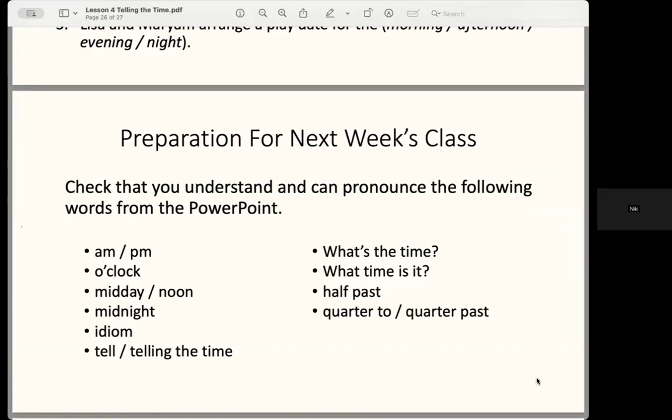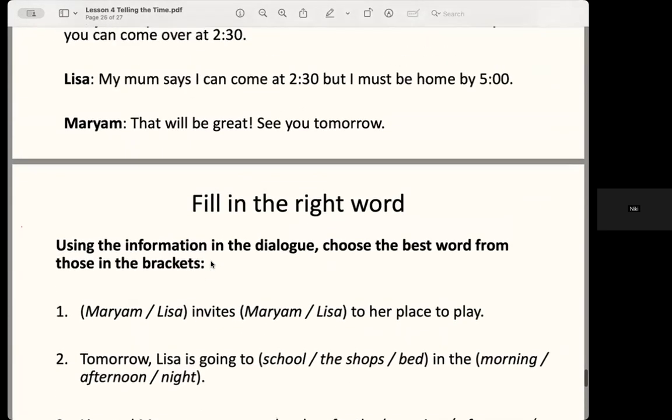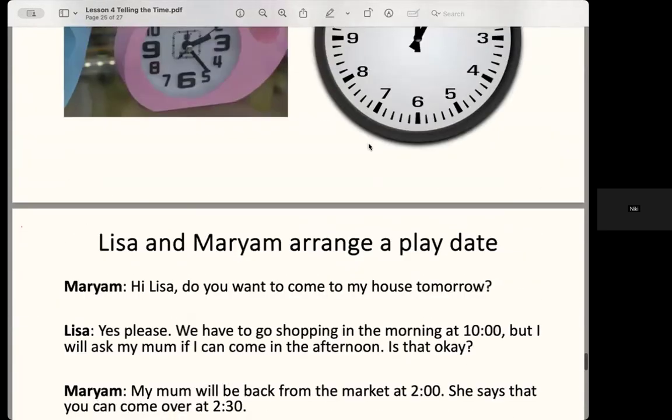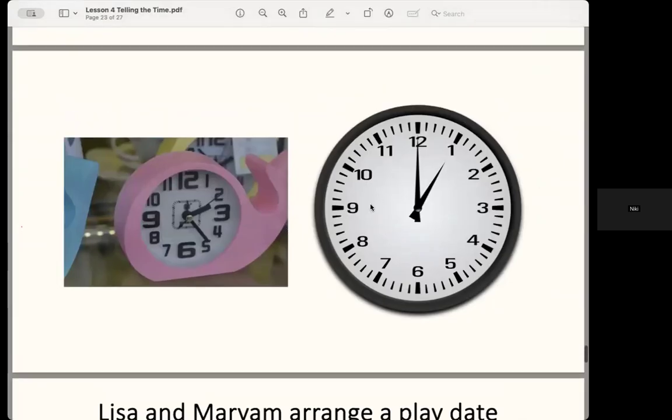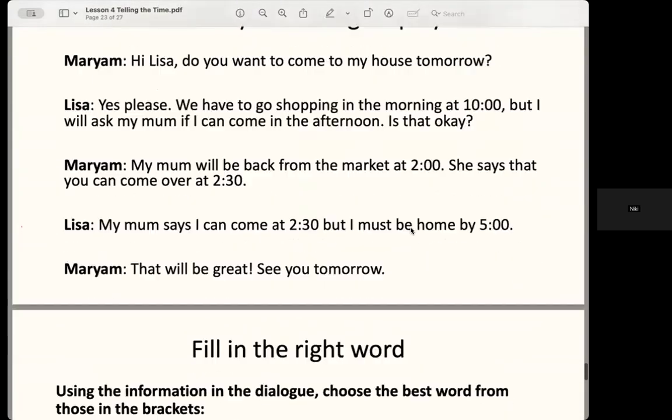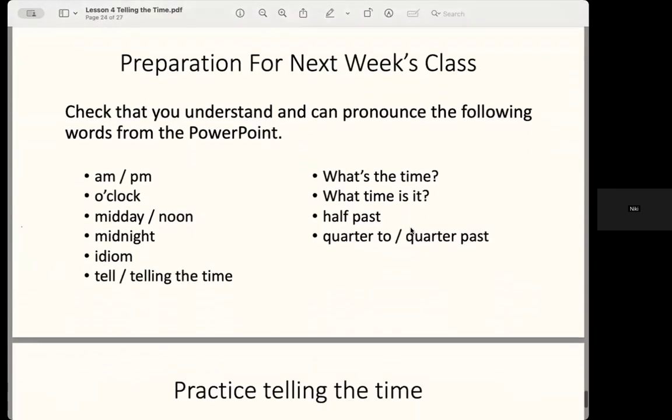So Jade explained to you the difference between AM and PM. Then we've got the word o'clock. I don't think I explained o'clock. Okay, so o'clock is when the time reaches on the hour. So the long hand has to be on the 12 at the top. See this one? 1 o'clock, right? The long hand has to be on the 12 at the very top, and then it's o'clock.